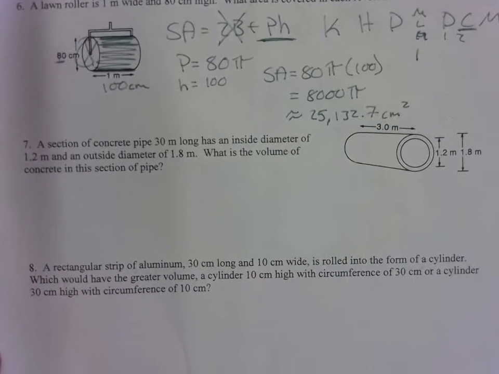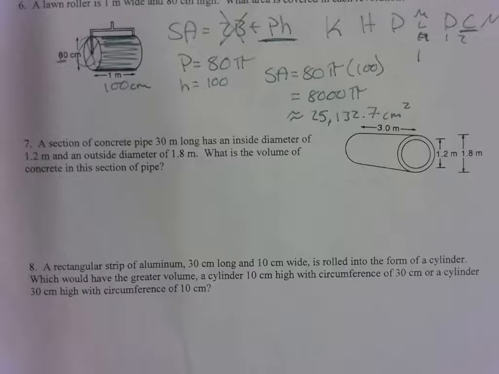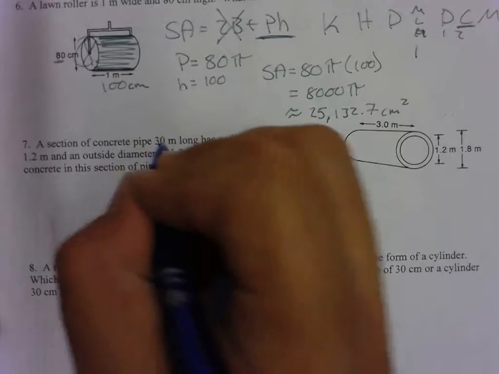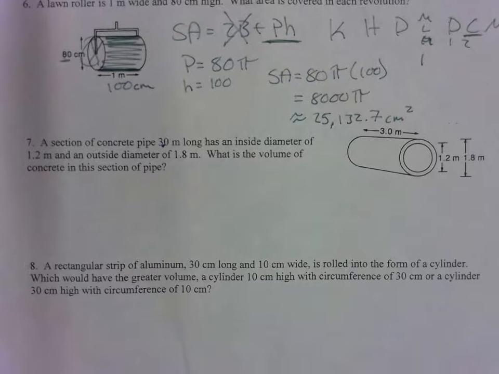All right. The next one: a section of concrete pipe is 3.0 meters. It's not 30 meters, it's 3.0 meters long.